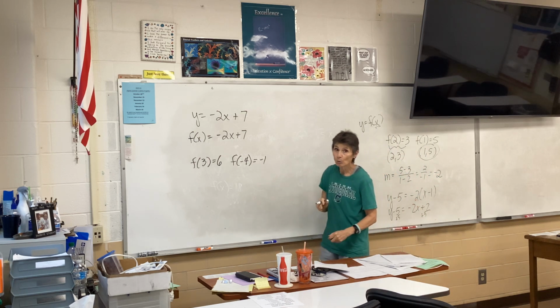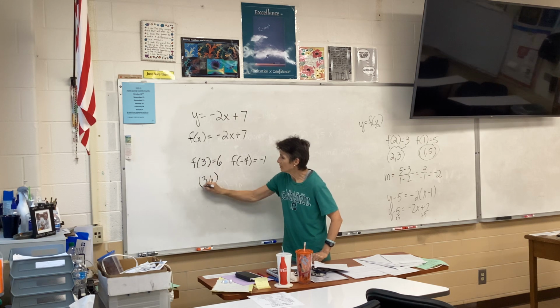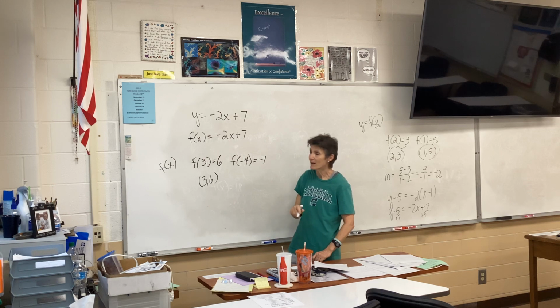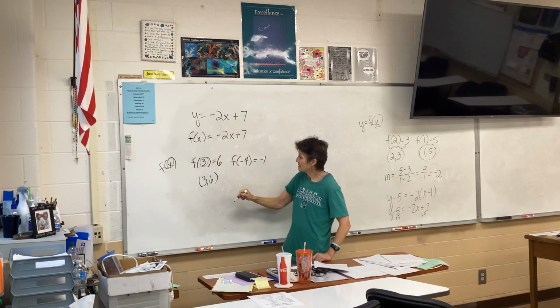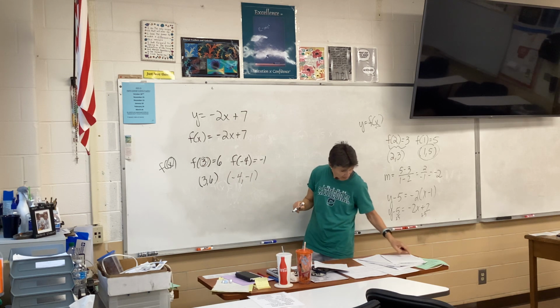So this is 2 ordered pairs, (3, 6). Remember, it's f of x. When you get confused, remember f of x, so inside the parentheses is the x. (3, 6), (-4, -1). Did I copy that right? Yep.